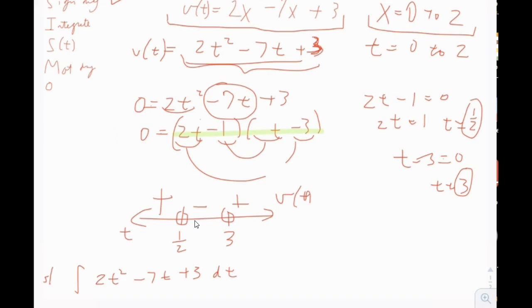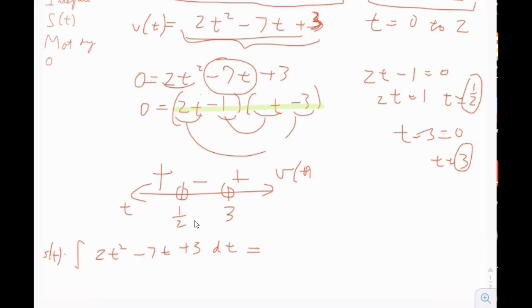Okay, so s of t is equal to the velocity function integrated, and we're just doing an indefinite integral, or an antiderivative. We're going to get 2t cubed divided by 3 minus 7t squared divided by 2 plus 3t. In this case, we don't really need to figure out the integration constant, because whatever the integration constant is, it's not relevant in the total distance traveled between 0 and 2.